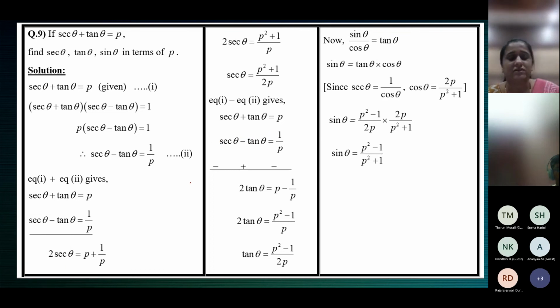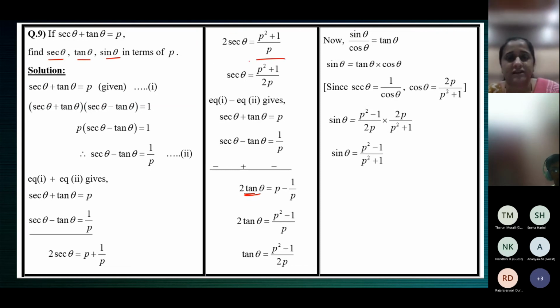So when you subtract equation 1 minus equation 2, you get 2 tan theta is equal to p minus 1 by p. Then you can work that and find tan theta. So now you found secant theta and tan theta. What is it that you'll have to find? You'll have to find secant theta, tan theta, and sine theta in terms of p.